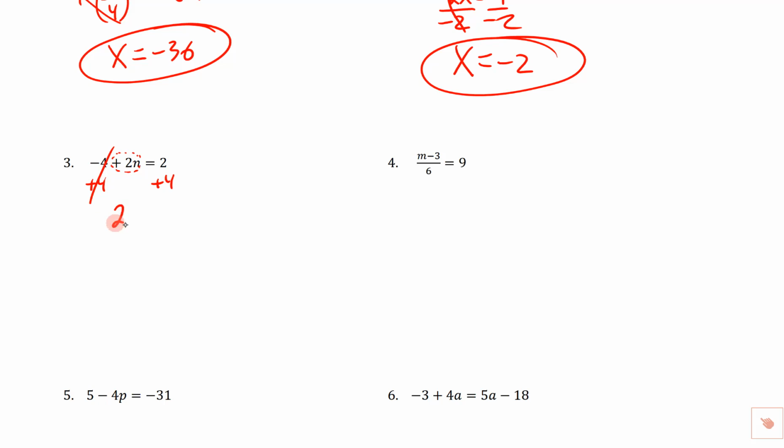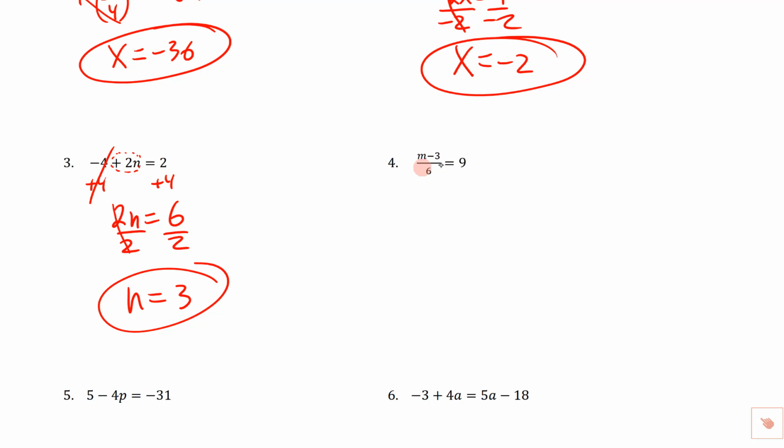Those will cancel off to be a 0. That leaves our variable term over on this side, so we've isolated that. And then over here we get a 6. We're going to divide by 2 on both sides, so we get an n equals 3. Again, those cancel. That leaves a 1n, and then 6 divided by 2 is 3. Circle our answer so everybody knows we know what we're doing.